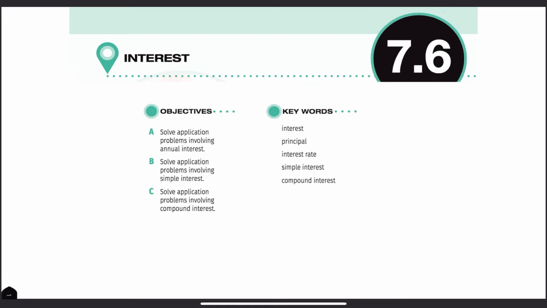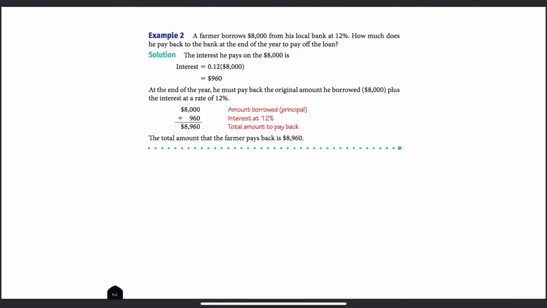Welcome to 7.6. We're going to be talking about interest. So let's look at an example problem here. It's still involving percent, so we're just making percentage calculations, but it's a different topic. So in this case, it's interest, which is money that you earn, typically for not touching your money and leaving it in a bank or in some other kind of investment.